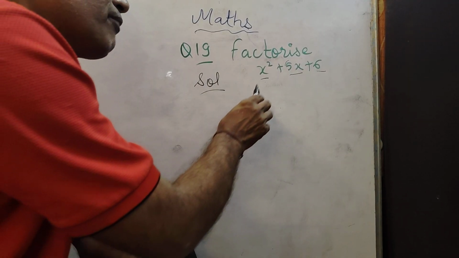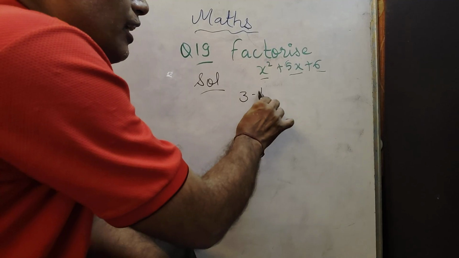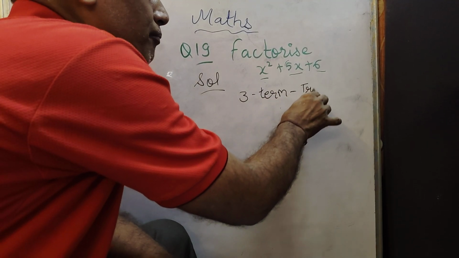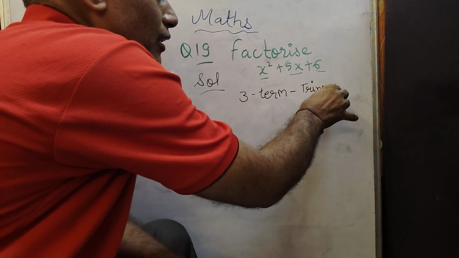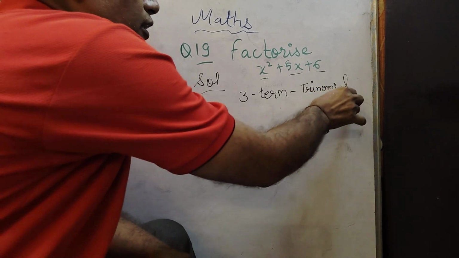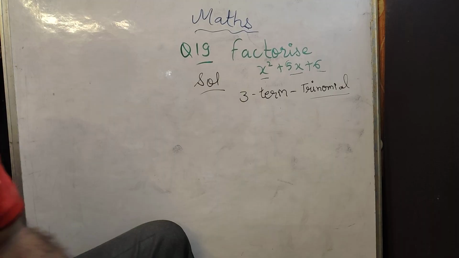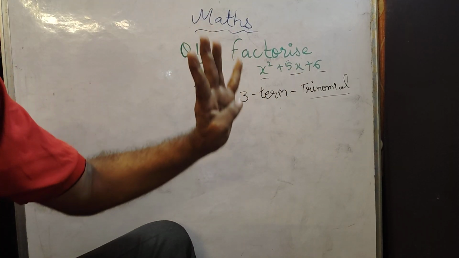So we can say there are three terms. Three terms is called a trinomial. An expression with three terms is called a trinomial. This is a trinomial. Okay. So to factorize, we have to convert the trinomial into four terms. First we make these three terms into four terms.